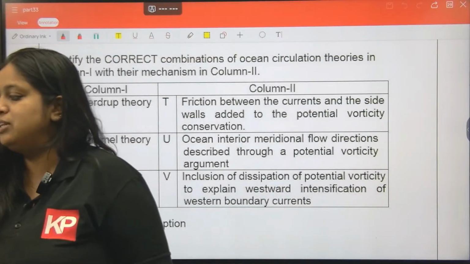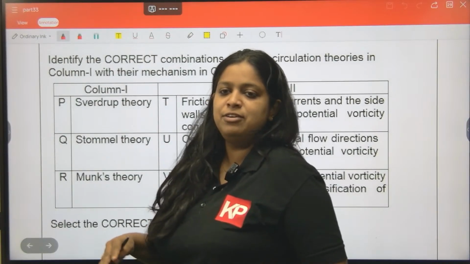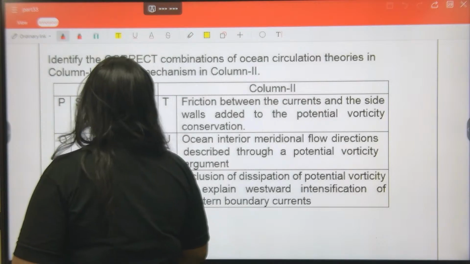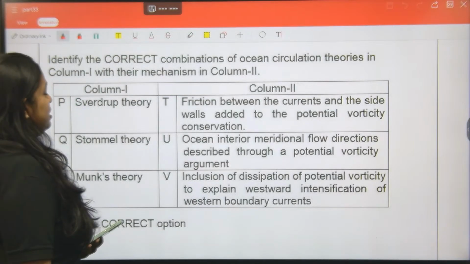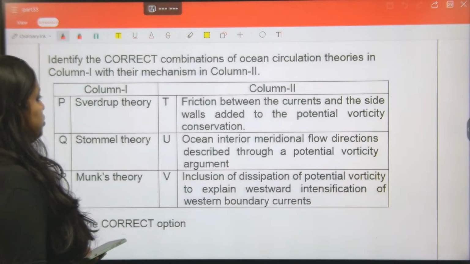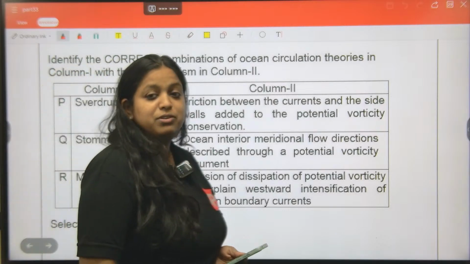So the first question, this is a continuation of yesterday itself. This is the first question that we have to discuss. Identify the correct combinations of ocean circulation theories in column 1 with respect to mechanisms in column 2.